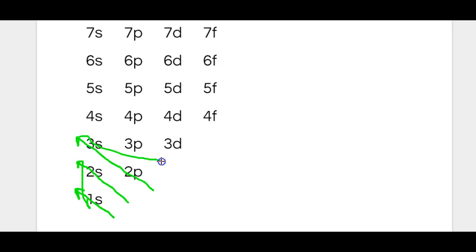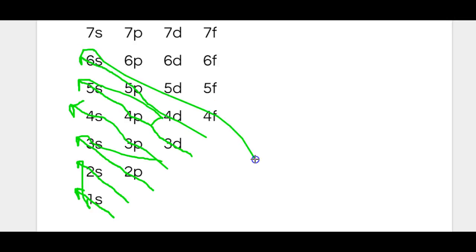And then I come back down, 2p, 4s. Notice that I passed through the 4s before I went back to the 3d, 4p. And instead of going to the 4d, I'm going to the 5s. And that continues, and then on and on and on.